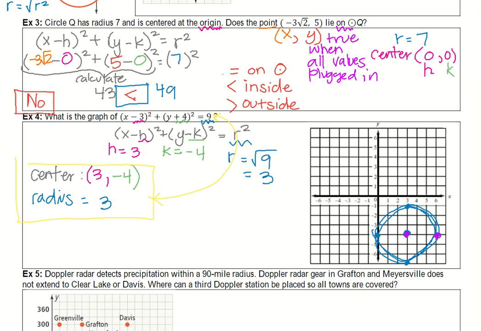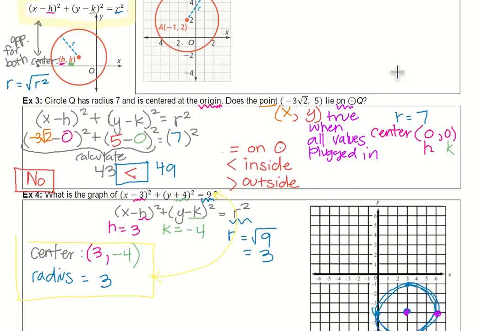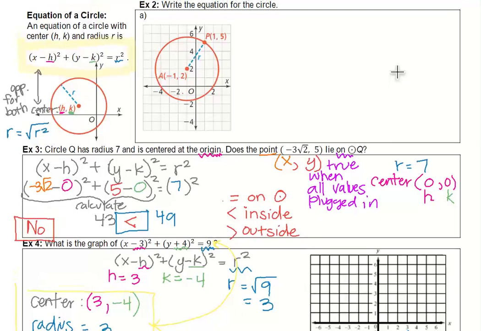Okay, so I'm plugging in all the values for h, k, r, x, and y, and I'm looking at the comparison of the left-hand side versus r squared. Okay, so then this one is going to be kind of similar to that, and the graph mixed together. So they've given us a graph, and they want us to write the equation.